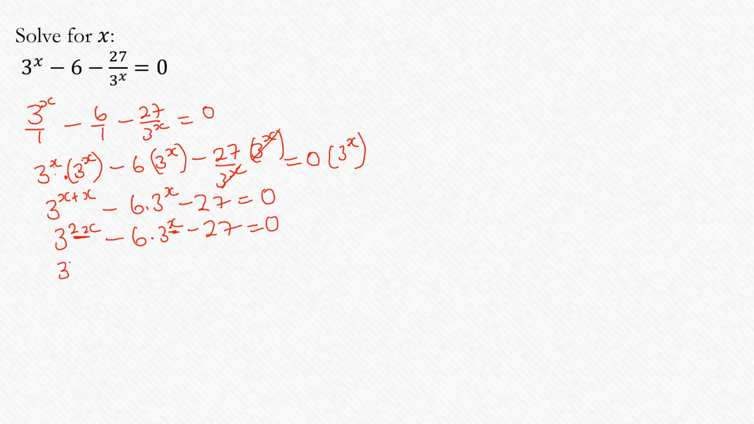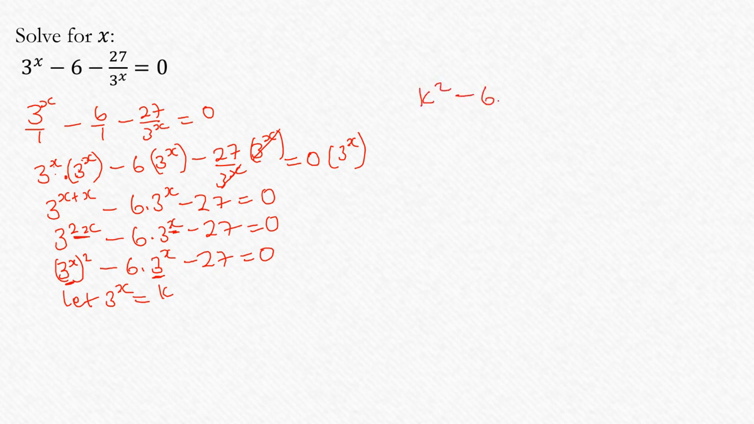So you can say 3 to the power x squared. You can skip this step here. This one I'm doing now. And then minus 6 times 3 to the power x minus 27 is equal to 0. Then let 3 to the power x be equal to k, or k be equal to 3 to the power x. So where there's 3 to the power x, we put what? We put k there. So it becomes k squared minus 6 times k minus 27 is equal to 0.